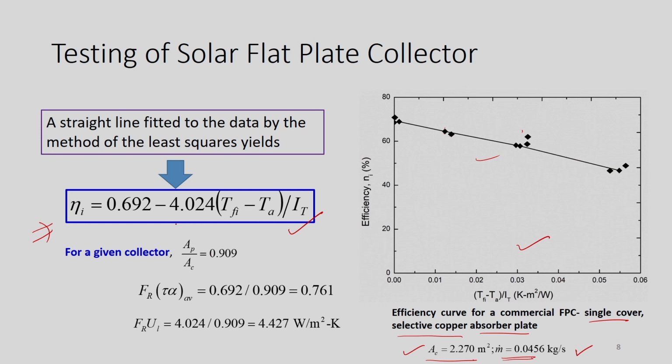So, if we compare this equation with the earlier one we have described just now, this Ac by Ap for a collector is given as 0.909, and if we use this information for calculation of FR tau alpha average, then this will be something like this. Okay. And also FR UL we can calculate. So, this will be about 4.427 watt per meter square Kelvin. So, this is how we can calculate the value of FR tau alpha average and FR UL, right, once we know this intercept and slope. Okay.